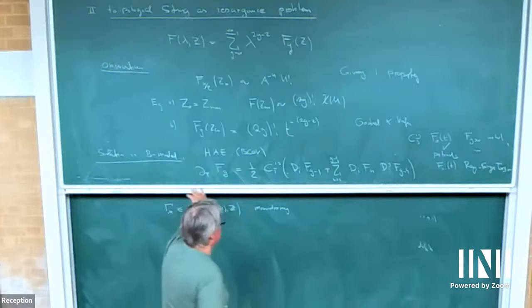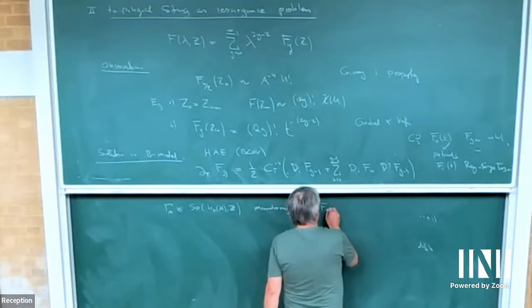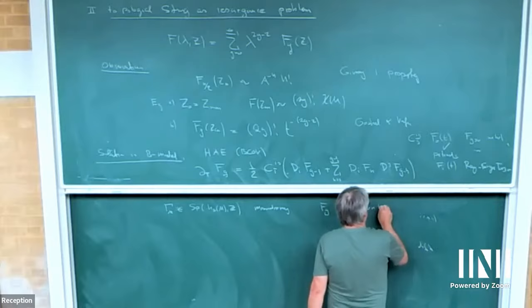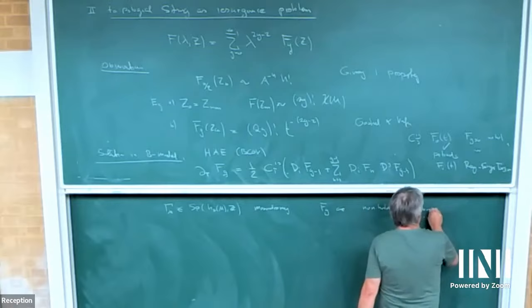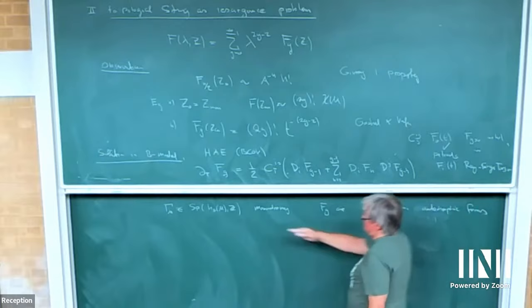So basically the F_g are non-holomorphic modular, or let's say automorphic forms under this, and that of course restricts them very much. So we have this information and we have this information.